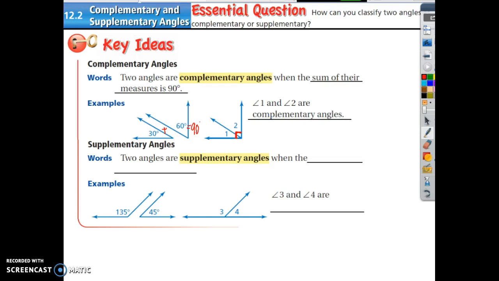Two angles are supplementary angles when they have a sum of 180 degrees. Looking down at our examples, if I add 135 with 45, I find that those two angles have a sum of 180 degrees, making them supplementary angles. In the second example to the right, I have two angles, angle 3 and 4. Together, they make a straight line. Since straight lines have a measure of 180 degrees, angles 3 and 4 are supplementary angles.